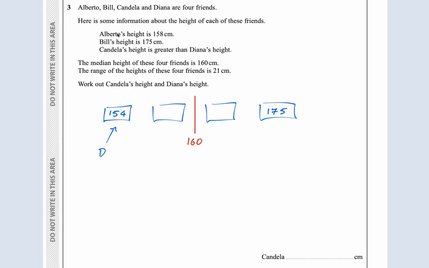He then says Alberto is 158. Okay, so if Alberto is 158, the 158 is going to have to go here in order for there to be a median of 160 there. Because if I put 158 here, it's to the right of the median. So if that's 158, then this has to be 162, because 160 is in the middle of these two. So this is Alberto, this is Bill, and then this is Candela.